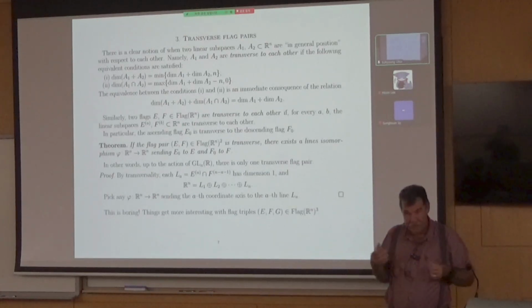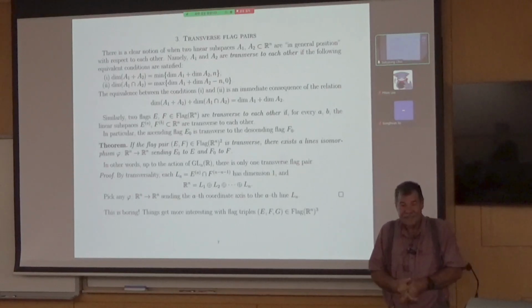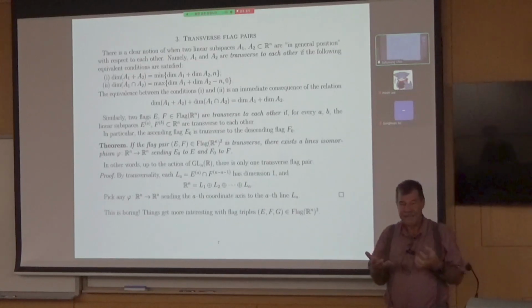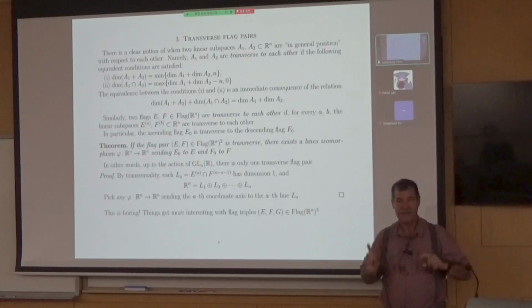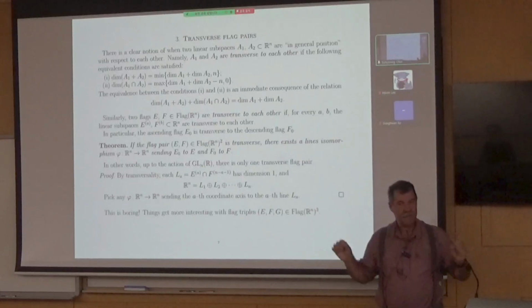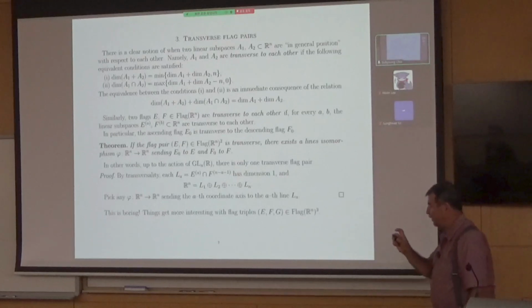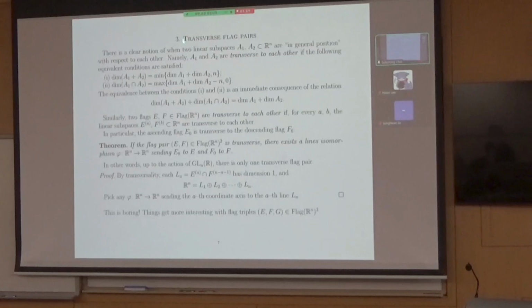Another thing I would like you to get out of these lectures is that when you consider subspaces in Rn being in general position, this is incredibly complicated. If you have only two of them, which is what's going to happen on this slide, it's fine. But as soon as you have three, it's very complicated. So I'm just taking flag pairs, only two flags, then the situation is completely clear about what we're supposed to do.